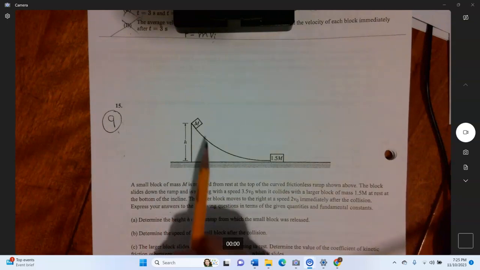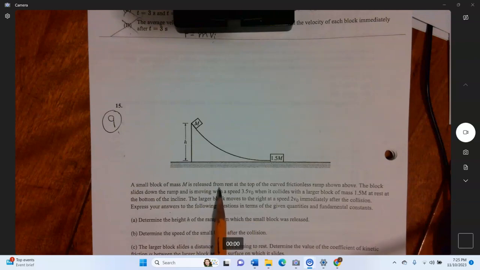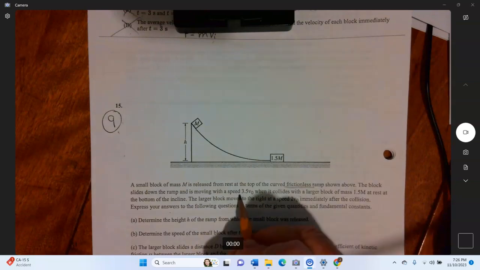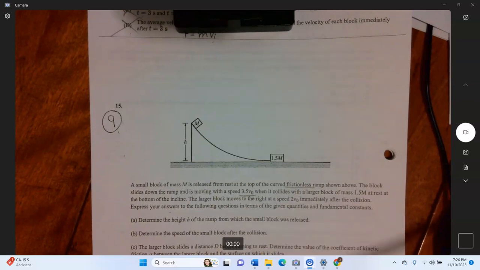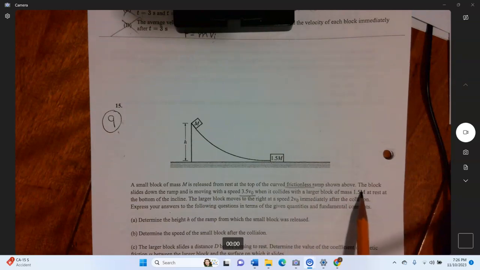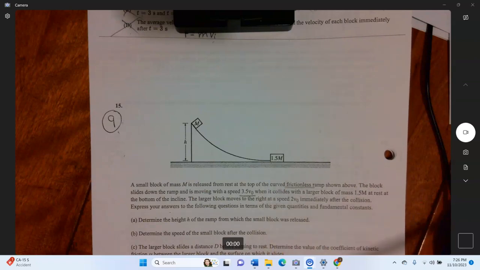A small block of mass m, that's this one, is released from rest at the top of a curved frictionless, that's key, it's frictionless ramp shown above. The block slides down the ramp and is moving at a speed of 3.5 V0. I don't like the fact they use V0, because I like to use that as my symbol for initial velocity, so I have to use something else for initial velocity because they use that for just the general velocity of the block. So it collides with the larger block of mass 1.5 m, that's this one, at rest, so it's not moving initially, at the bottom of the incline.